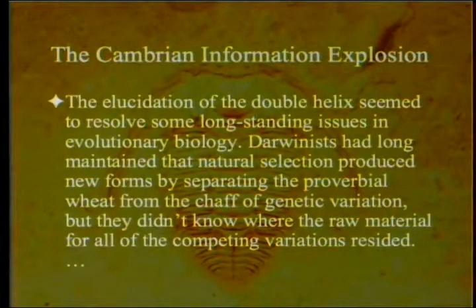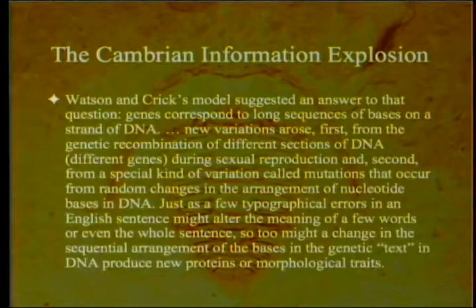The elucidation of the double helix seemed to resolve some long-standing issues in evolutionary biology. Darwinists had long maintained that natural selection produced new forms by separating the proverbial wheat from the chaff of genetic variation, but they didn't know where the raw material for all the competing variations resided. Watson and Crick's model suggested an answer to that question.